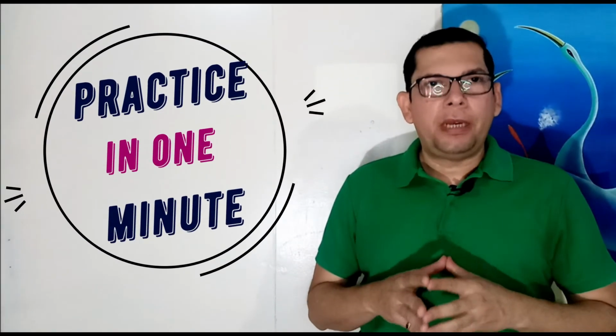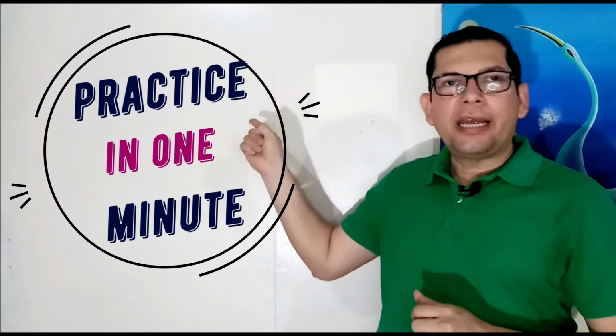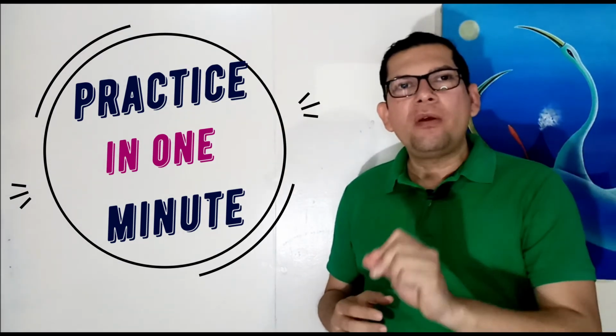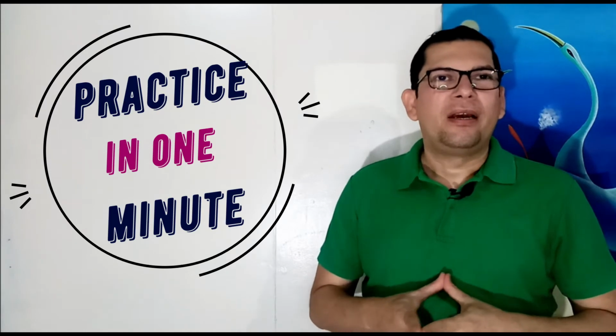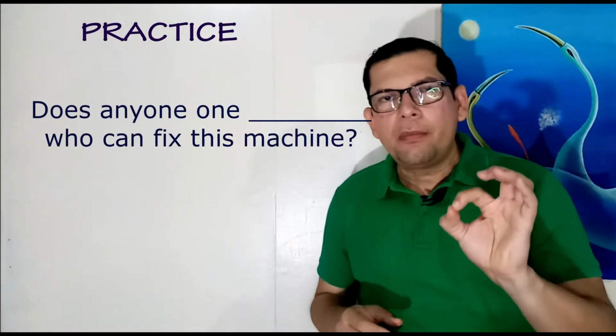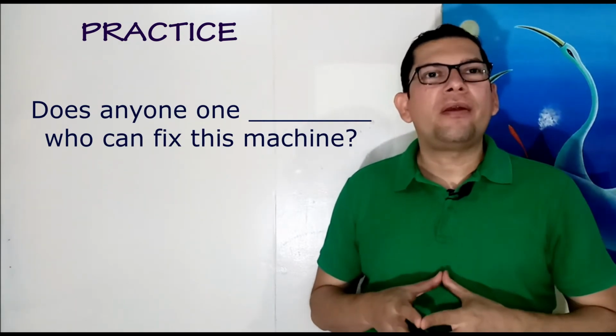All right then, now we're going to practice in 1 minute. I'm going to show you some sentences over here, and you're going to choose someone or anyone to complete the sentences. Okay, let's take a look at the first one. Read the sentence. Take a moment and choose someone or anyone to complete it.